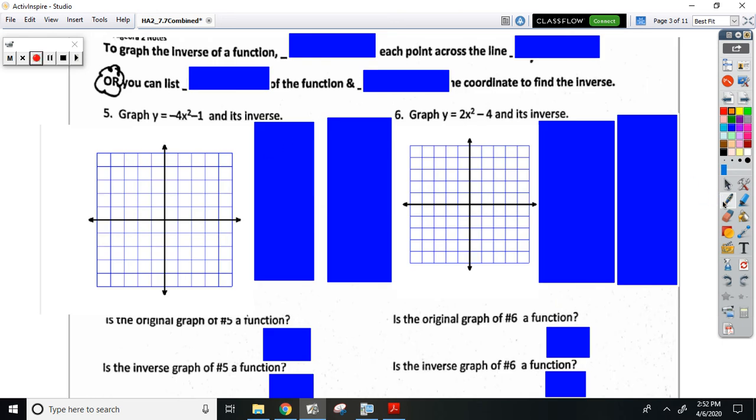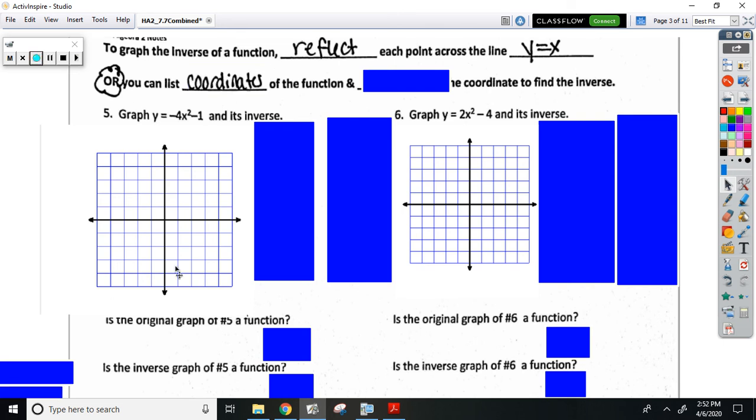All right, now to graph the inverse of a function, we have two options. You can either reflect each point across the line y equals x. That's useful if you're really good at graphing and you don't need a table of values for your graphing calculator, if you just know what this will look like. The majority of you will want to do the second step, which says, or you can list the coordinates of the function and reverse the coordinates to find the inverse.